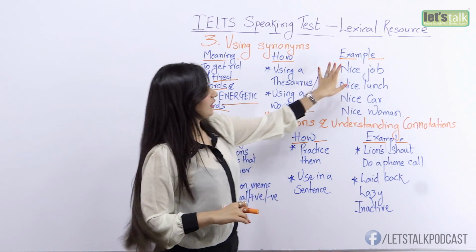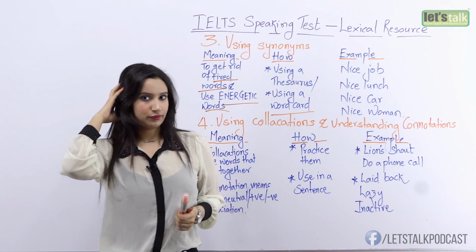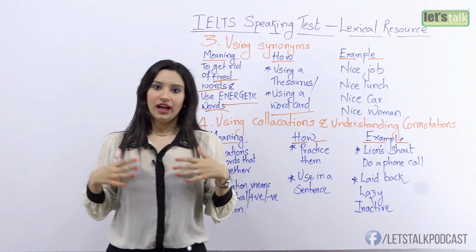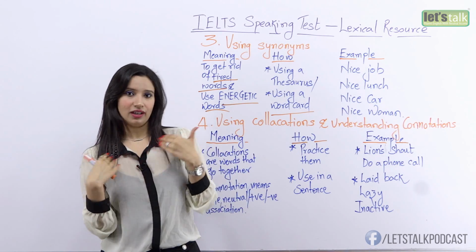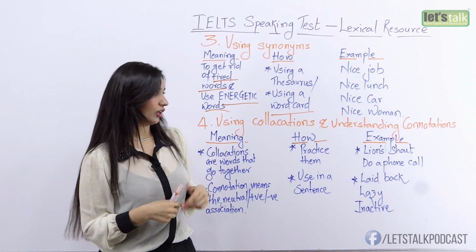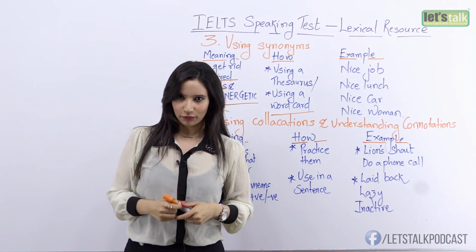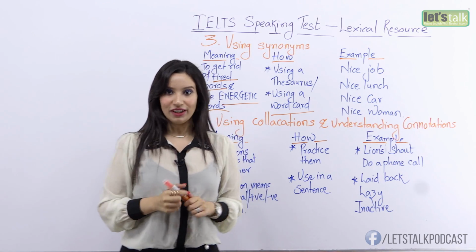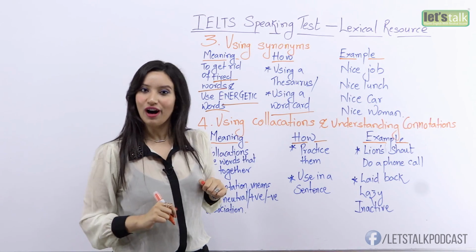Let's look further at an example. In your speaking test, if you're to use these words, job, lunch, car, and women, and you use the word nice for all of them, just hear me, how monotonous does it sound? Nice job, nice lunch, nice car, nice women. That's really unimaginative. And you remember when we started the video, I said I for imaginative. If you want to be imaginative, then you can change these words. I'll show you how.